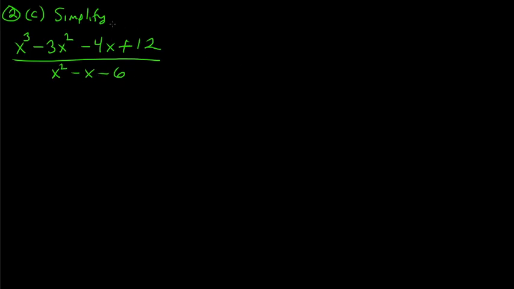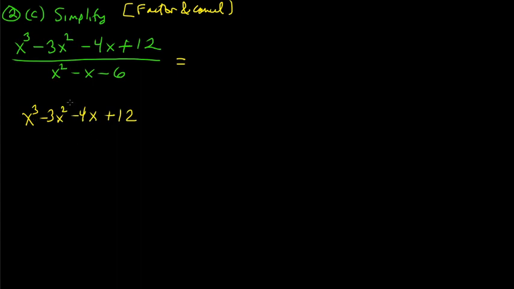Okay, so simplify. Remember, factor and cancel. So we cannot cancel anything yet. Please do not cancel x squared. They're terms, not factors. So you have to factor everything first. And again, that's just how good you are at factoring. Let's do the numerator first. So GCF is 1. Always check for the GCF. In this case, it's 1.